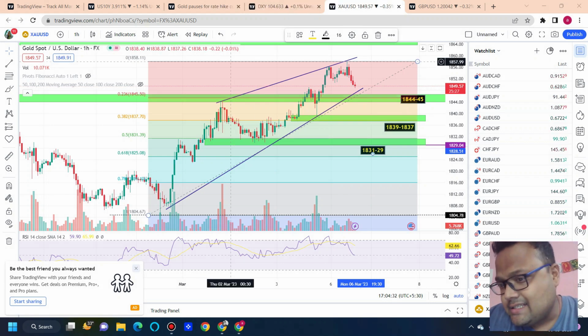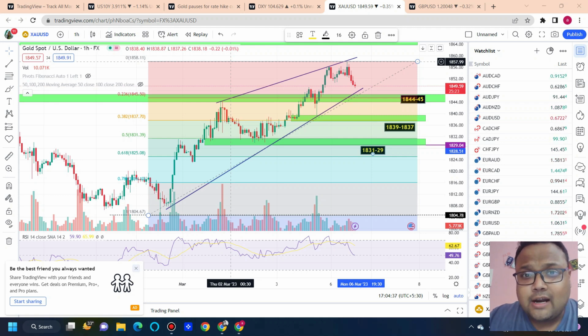My dear friends, this is my analysis. I can be wrong as well, so please follow proper risk management. Do not gamble with your hard-earned money.